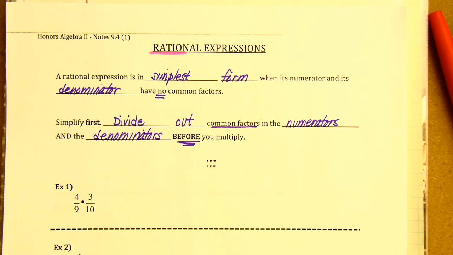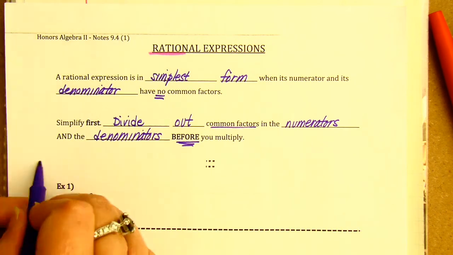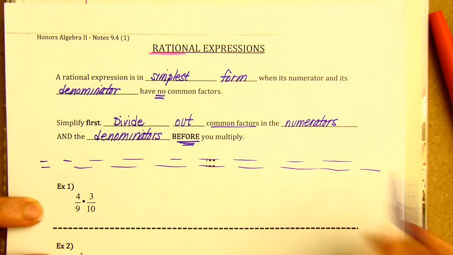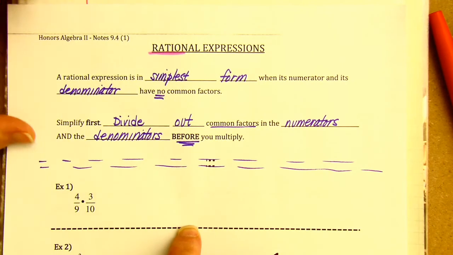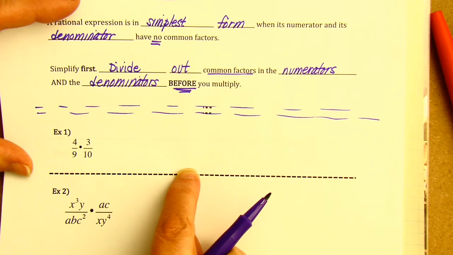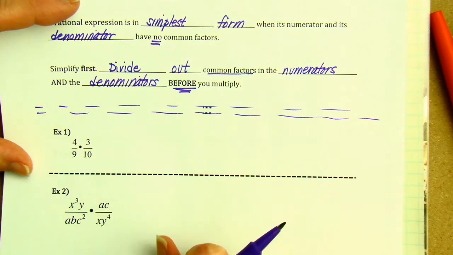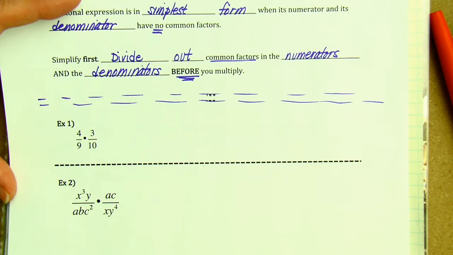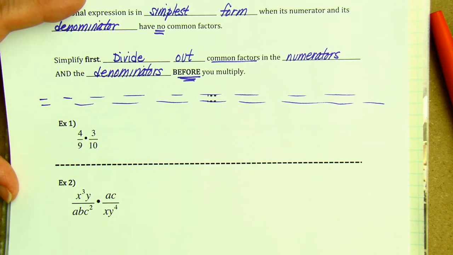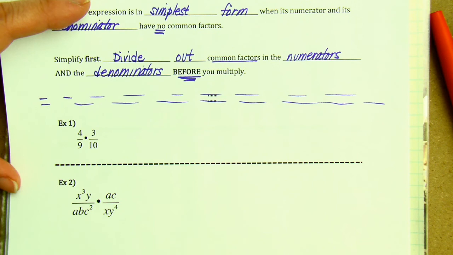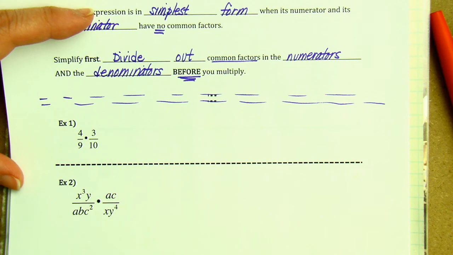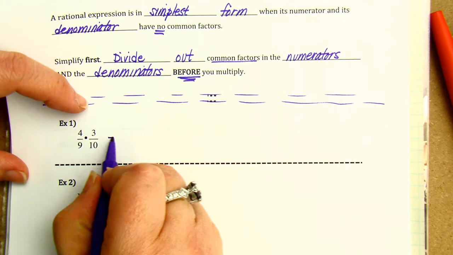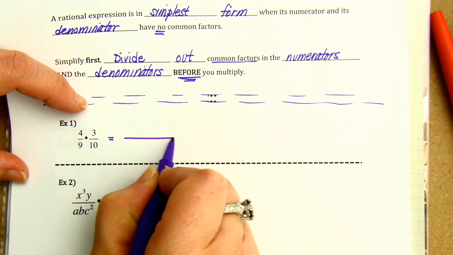All right, looks like the note sheet should have these dashed lines here. I'm not quite sure why it didn't print out on this one. Kind of like these dashed lines down here. All right, example 1. If I have something like 4 divided by 9 times 3 divided by 10, we want to simplify this first. So I'm going to write equals, and I'm going to want one long fraction bar.